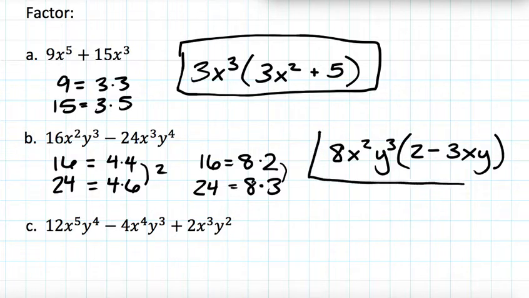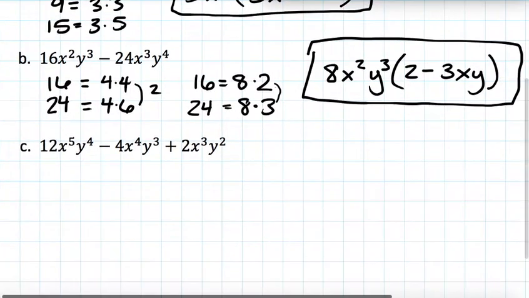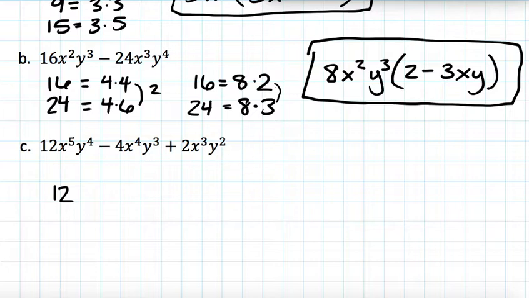And again, I can check this mentally by distributing. I should find that I get back to what I originally started with. Lastly, here we have part C. In this one, we have 3 terms.